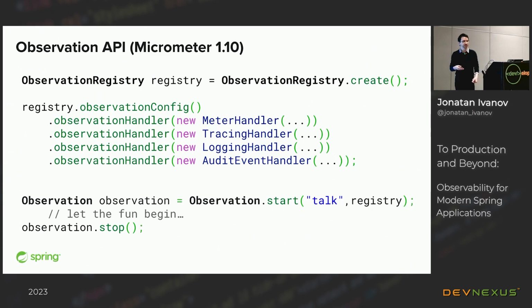If you don't want it, let's say I just want metrics, I will just not include tracing, and that's all. Tracing will not be notified because it doesn't exist. If I just want tracing, I will not include the meter handler, so I will only get tracing.